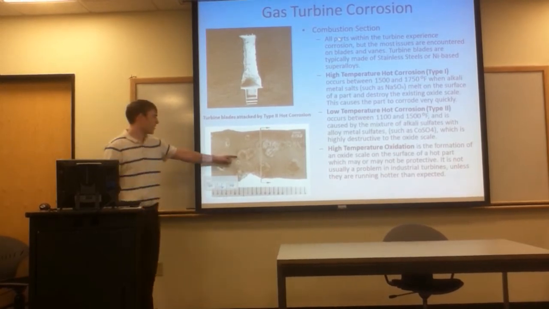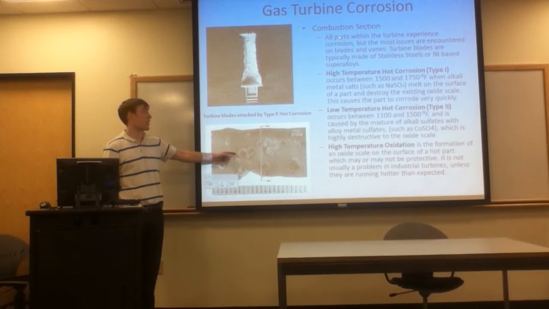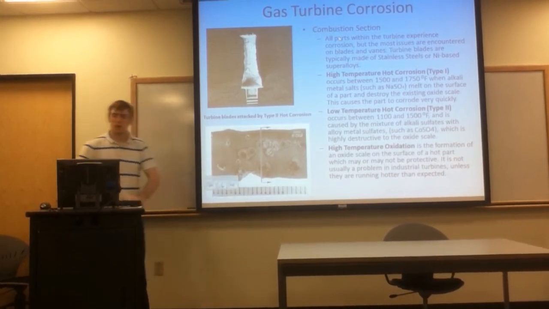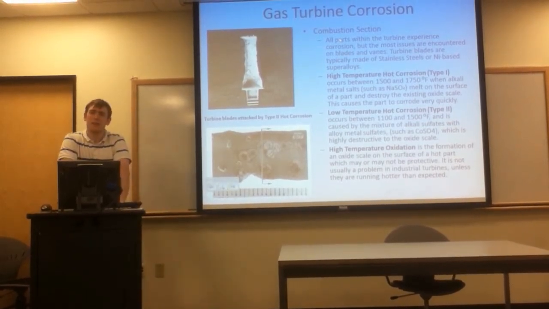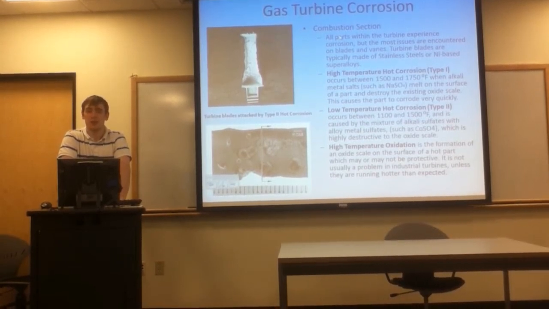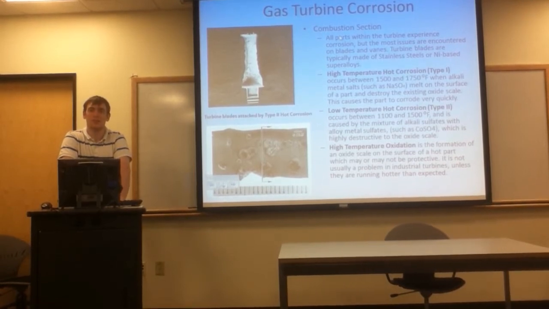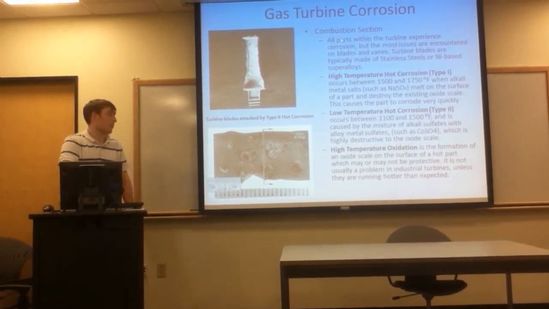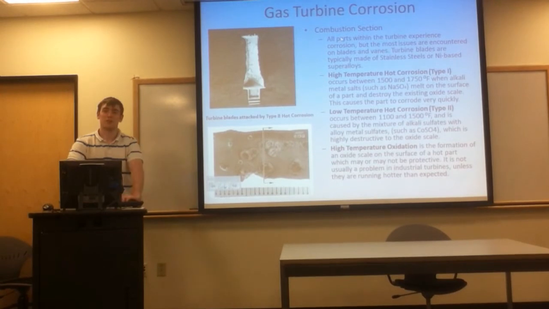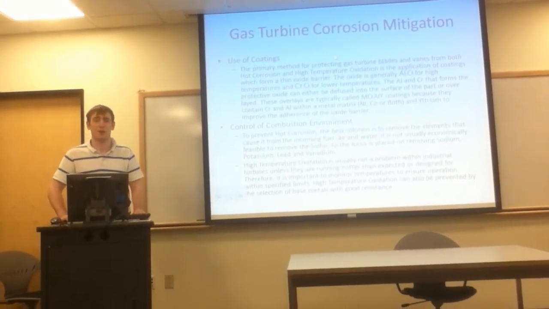As you can see here, this part was severely damaged by type 2 low temperature hot corrosion. Now, you may think that high temperature oxidation would be a very big problem in these blades, but in industrial turbines, they generally operate beneath the temperature at which this is a problem. So, if the turbine is running hotter than intended or designed for, it can be a problem, but it usually isn't.